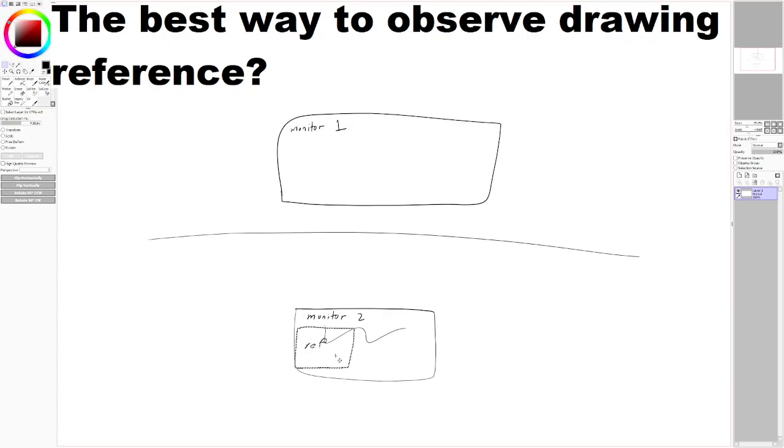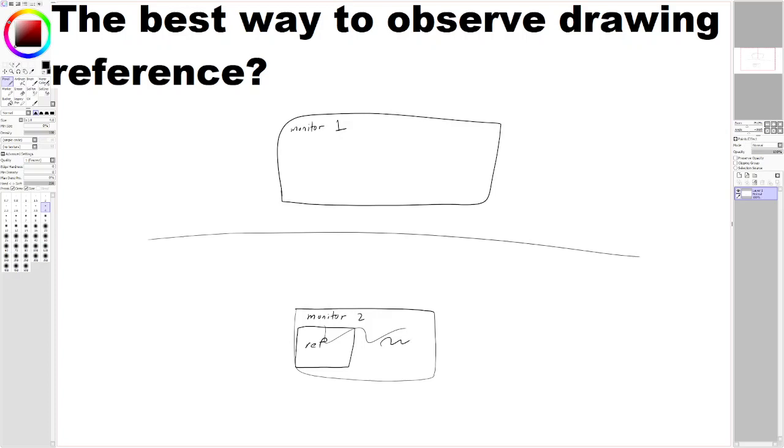So if you could drag your reference to the second monitor and draw to the side of it, that is definitely the way to go. There's so much less information that you have to hold in your head at a time between looking back and forth between your reference and drawing from it. So that's mostly for drawing from images. I'm not saying that's a bad way to do it, and there is a higher level of complexity when drawing from actual 3D life things.